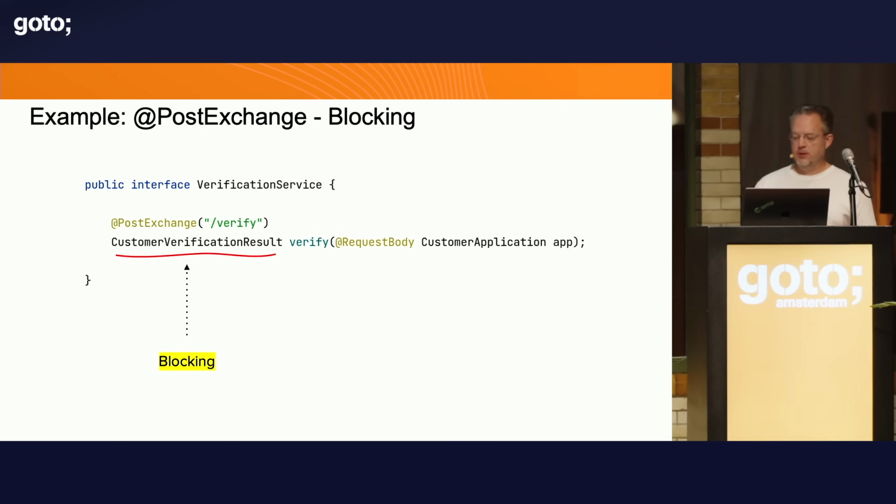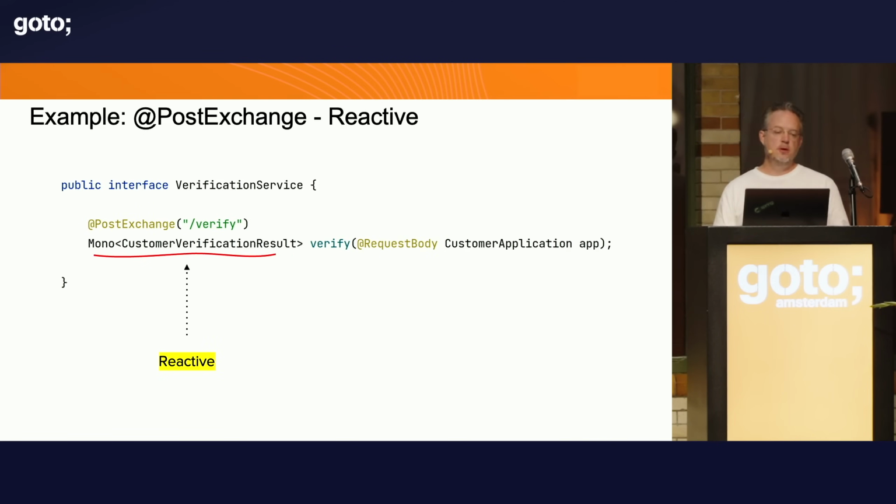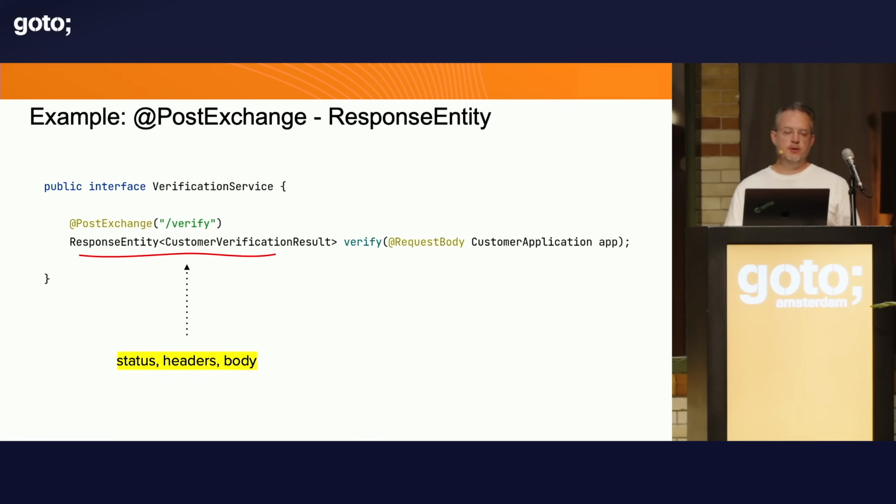In this example, we see that it's a blocking call. We could convert that to a reactive call by using Mono here from Project Reactor. In addition, if we need to interact with the response status, headers, and body, and things like that, we could wrap that in a ResponseEntity.